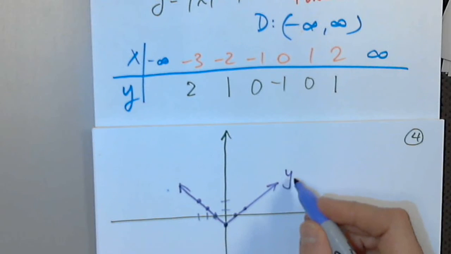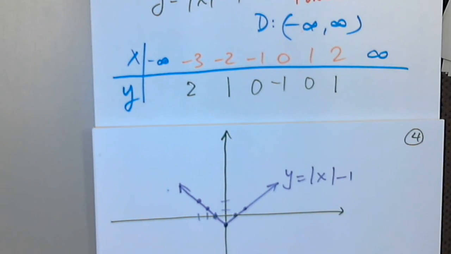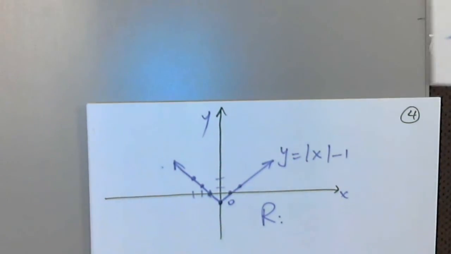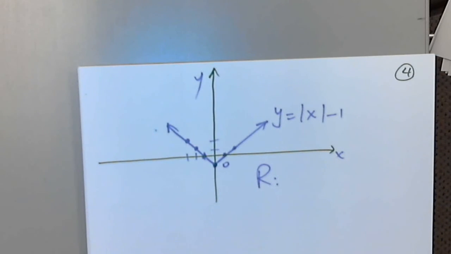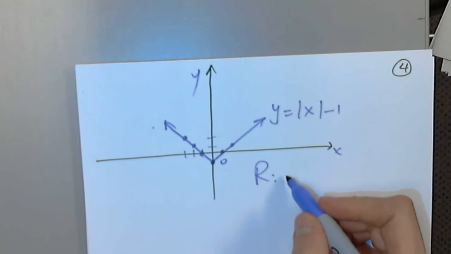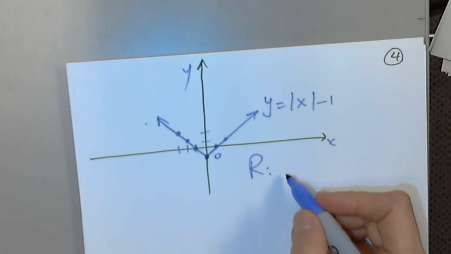Remember, the absolute value function is like a V. It can be an upside down V, or it can be an upward-going V. Okay? Can anyone give us the range of this function? Yes, any questions? Any questions for me? Can anyone give us the range of this function? Remember, from the lowest y value till the largest y value. Yes? Would it be negative 1?